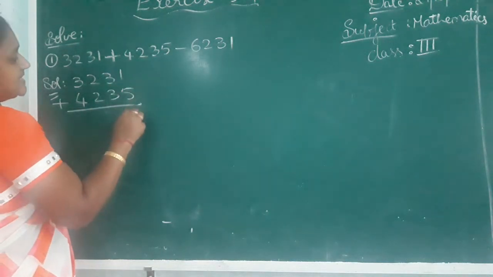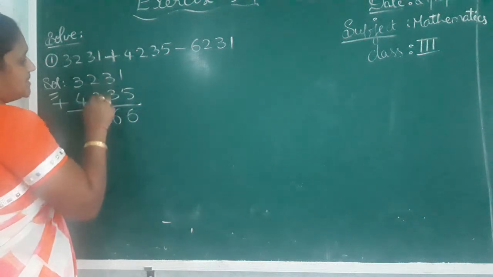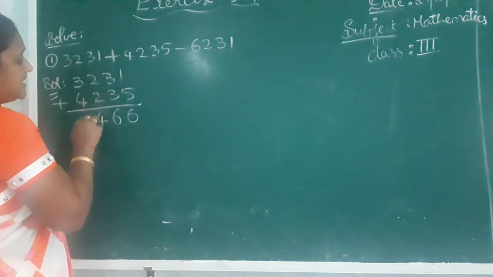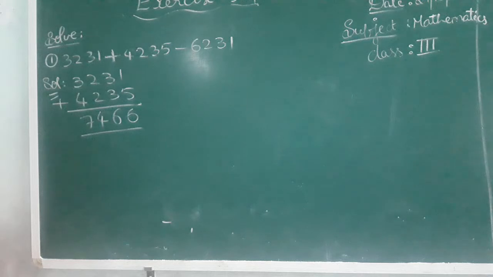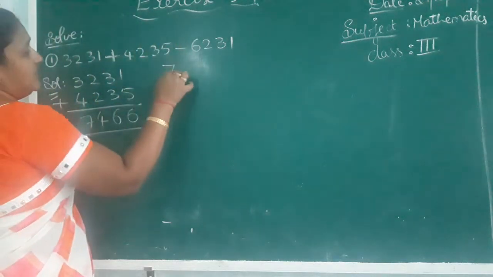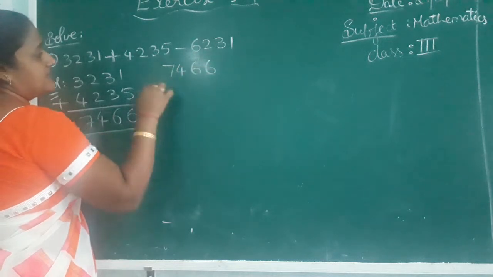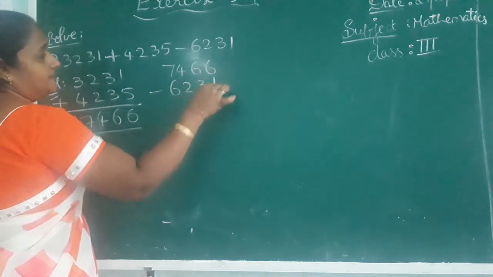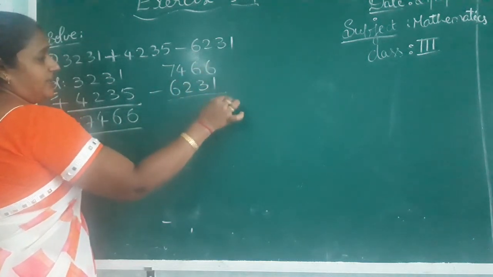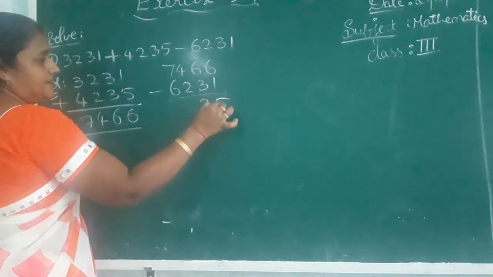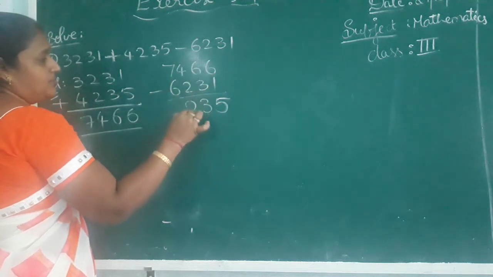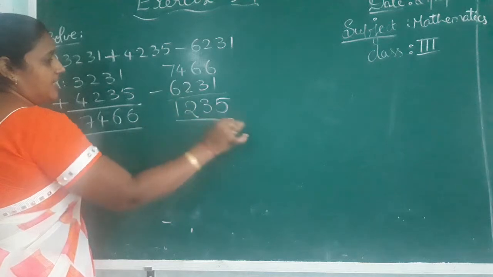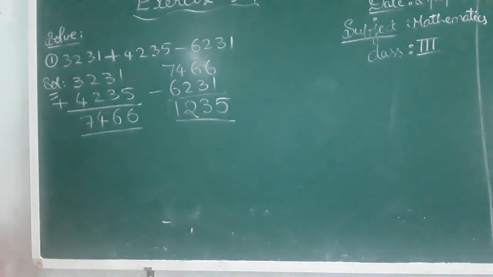5 plus 1, 6; 3 plus 3, 6; 2 plus 2, 4; 3 plus 4, 7. After getting this answer, you have to subtract the next number from this. 7466 minus 6231. 6 minus 1, 5; 6 minus 3, 3; 4 minus 2, 2; 7 minus 6, 1. So 1231. See the next one, children.